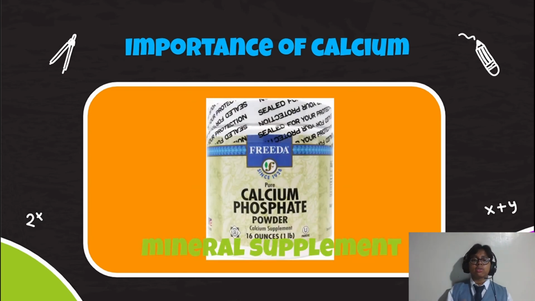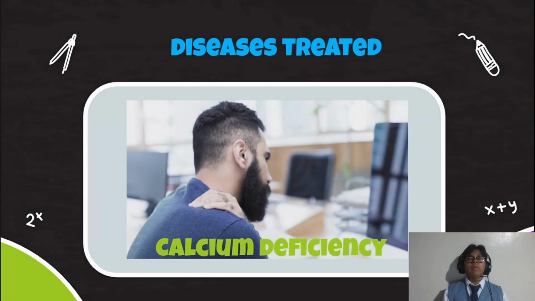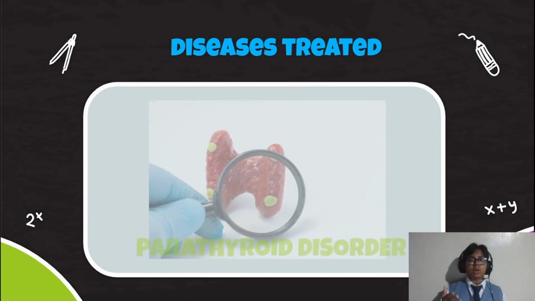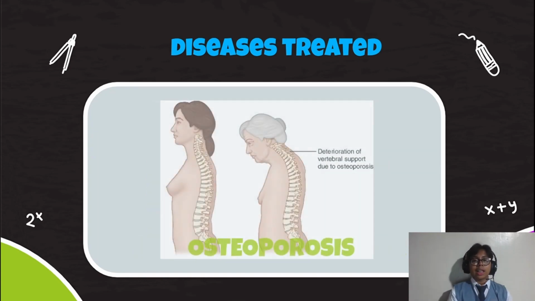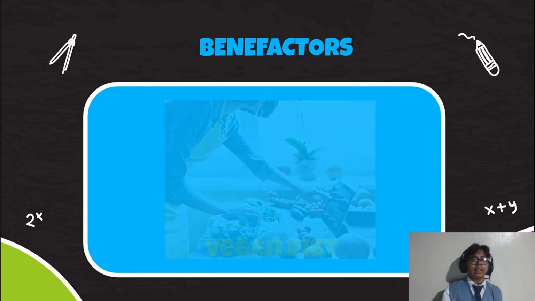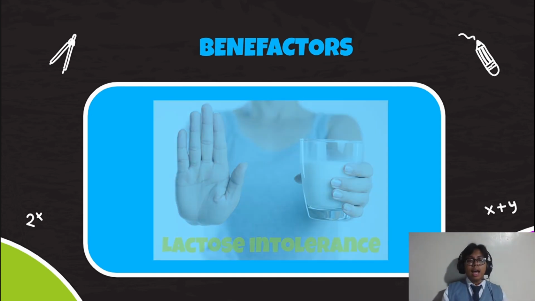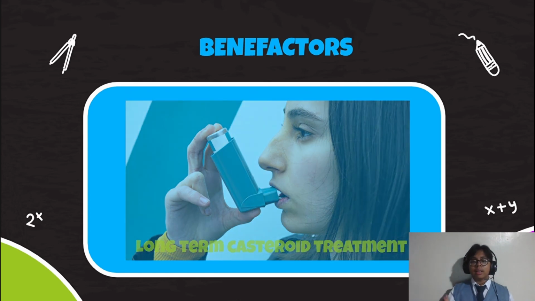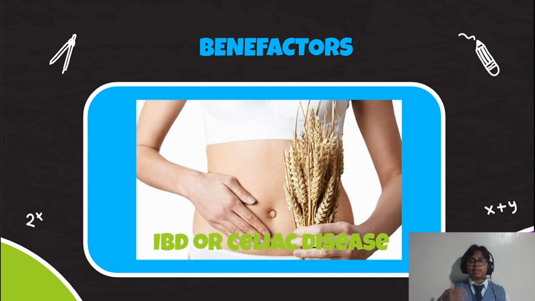So this is used to treat calcium deficiency, which can be caused by lack of calcium in the blood, a parathyroid disorder or osteoporosis, and other bone diseases. So, people who have a vegan diet, have lactose intolerance, or are on a long-term corticosteroid treatment, or have IBD or celiac disease, which restricts their bodies from properly absorbing calcium, benefit greatly from calcium phosphate.